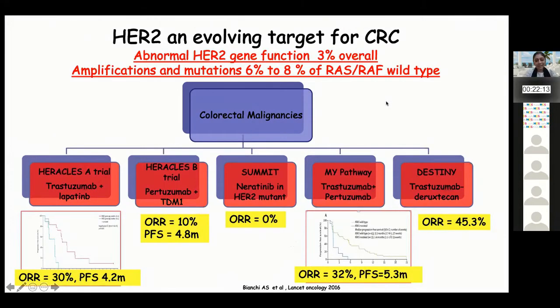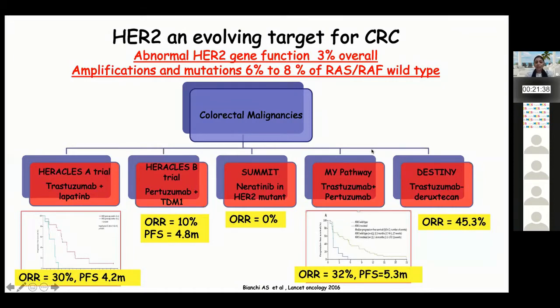Now let's look specifically at HER2, which is becoming a very important target for our patients, because there's a lot of evolving information looking at anti-HER2 therapy for these patients. We know about 5% of these patients with RAS wild-type disease actually have amplification. We've had data looking at trastuzumab lapatinib, pertuzumab TDM1, trastuzumab and pertuzumab, as well as trastuzumab deruxtecan, that have all shown responses in these patients who are refractory to standard of care therapy, being anywhere between 30 to 50%.